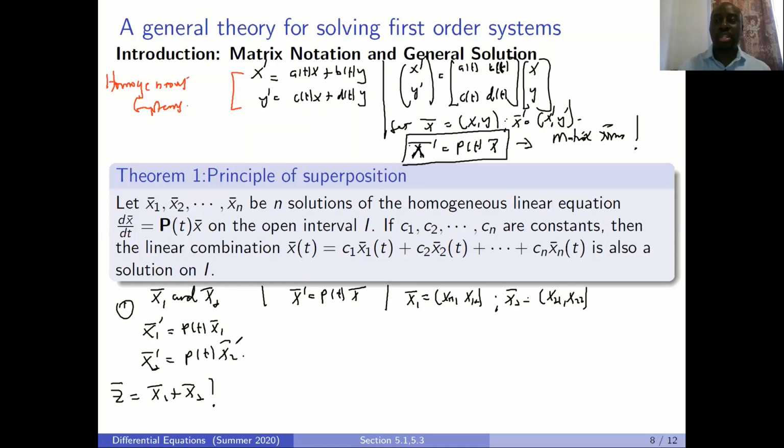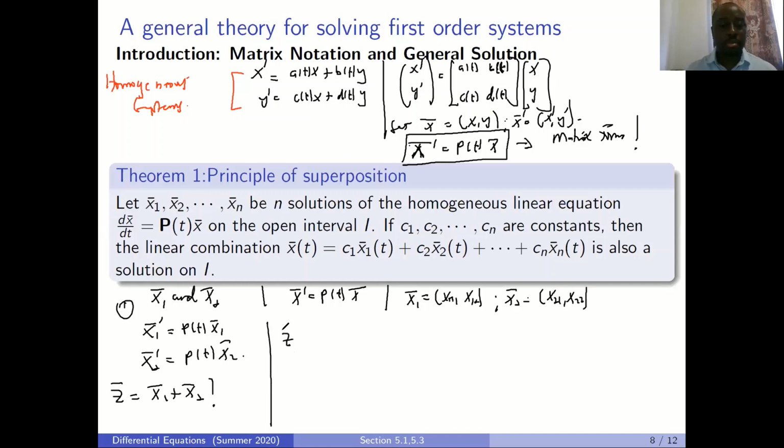Right? So we want to see if the space, or the collection of solutions to the homogeneous problem, is closed under addition. And then we'll verify that it's closed under scalar multiplication. And that basically gives birth to the vector space structure. Okay.